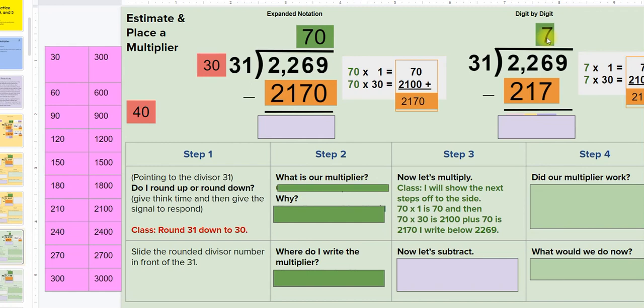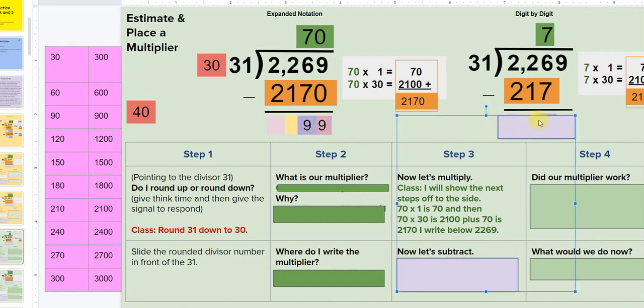On the right, we didn't put 70, we just put 7 in the tens place. So 31 times 7 is 217. But we know that really it's 2,170, because really the 7 is a 70. Class, 70 times 31 was 2,170. Now let's subtract. If I subtract 2,170 from 2,269, I would get, everyone, 99.